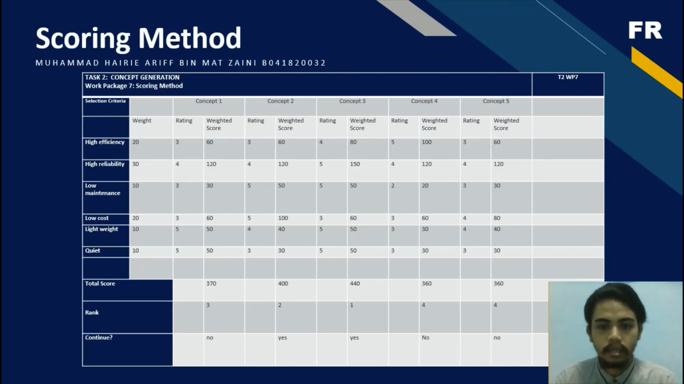By that, the final design that will be produced by us is concept 3, but we will still refer to the excellent criteria of other concepts. For example, concept 3 got the highest score in high efficiency and concept 5 got the highest score in low cost. That's all from me. Thank you.